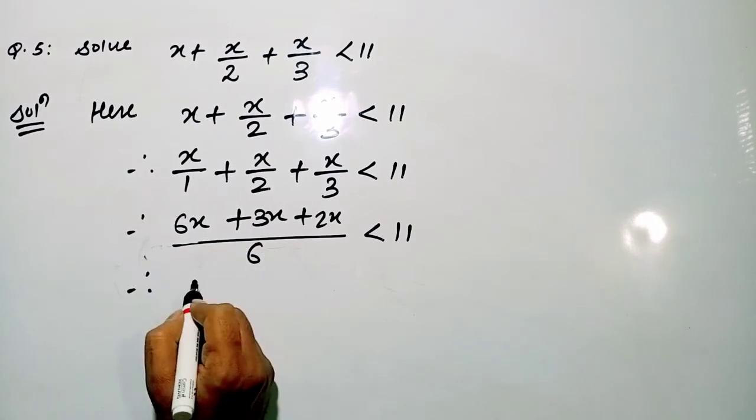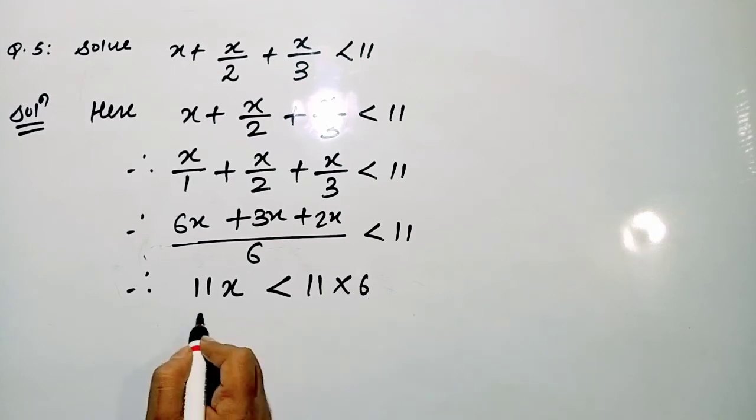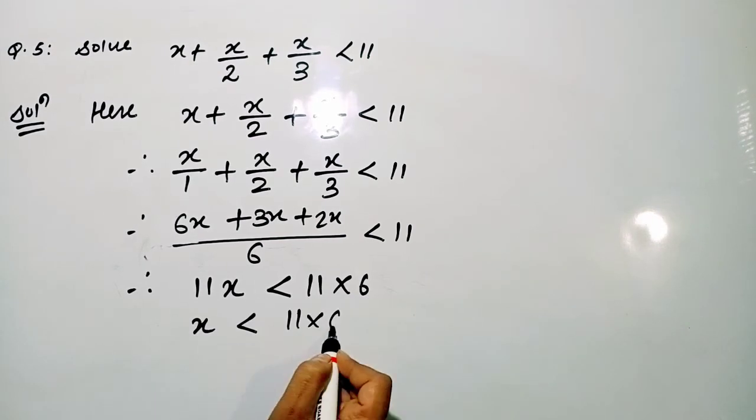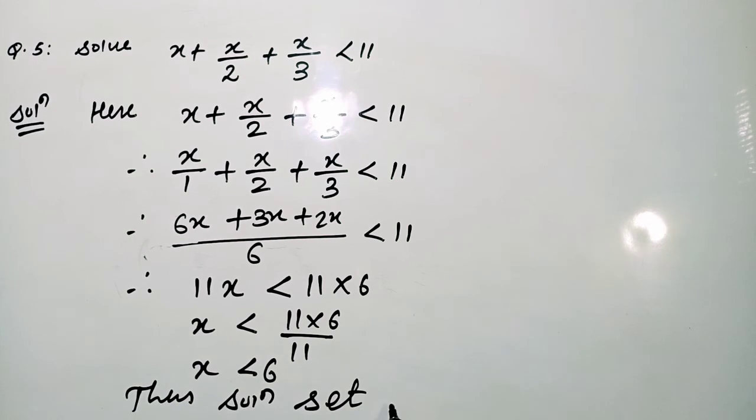So finally we are getting 11x < 11 into 6. So x will be 11 into 6 divided by 11, so x < 6. So the solution set in real numbers is minus infinity to 6, open interval minus infinity to 6. Okay student.